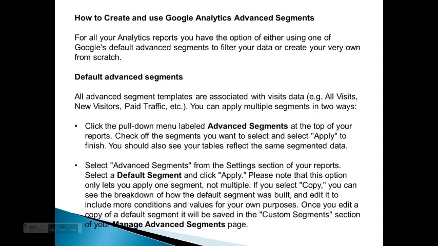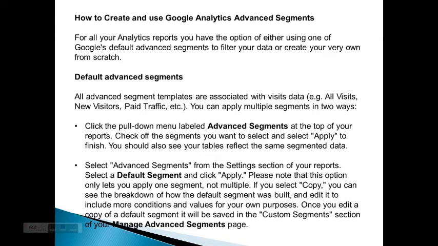You can apply multiple segments in two ways. Click the pull-down menu labeled Advanced Segments at the top of your reports. Check off the segments you want to select and select Apply. To finish, you should also see your tables reflect the same segmented data.